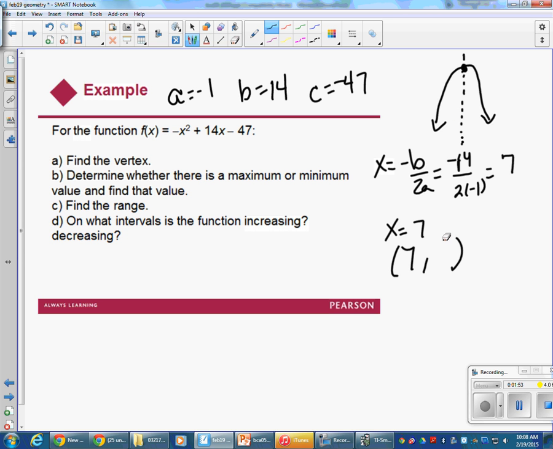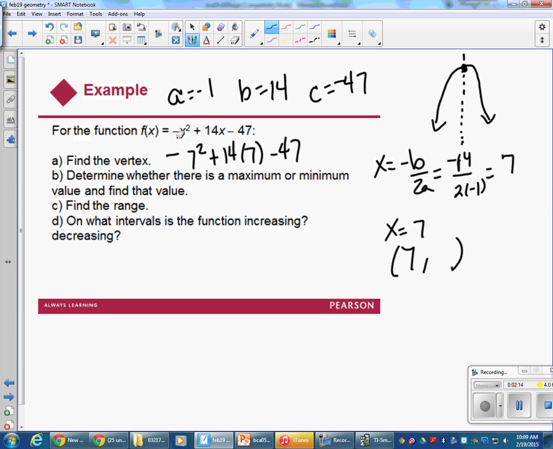To find that something, I need to plug 7 into this equation. So I want to take this function and plug 7 everywhere there is an x: -7 squared plus 14 times 7 minus 47. Notice that it's not a -7 squared. The only thing that's squared here is the 7.